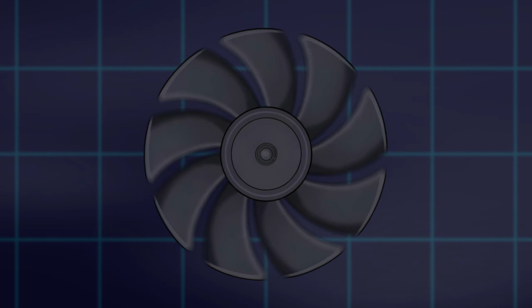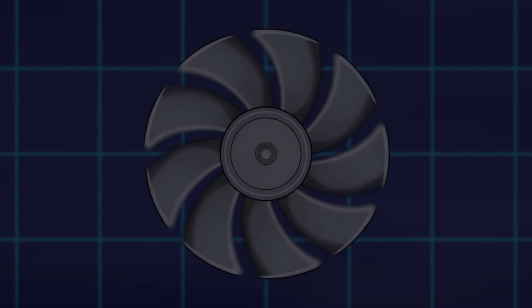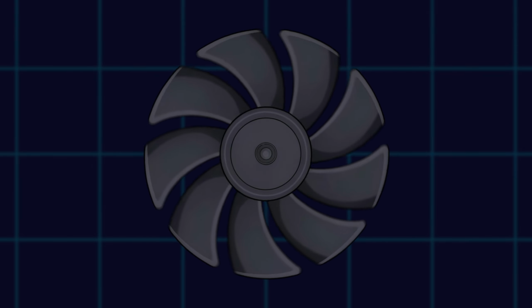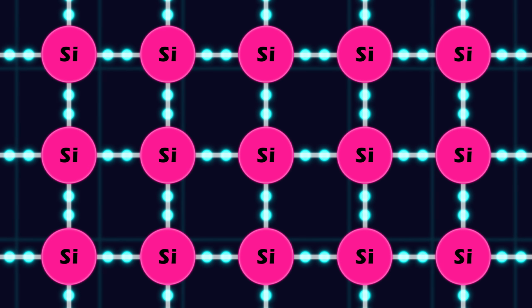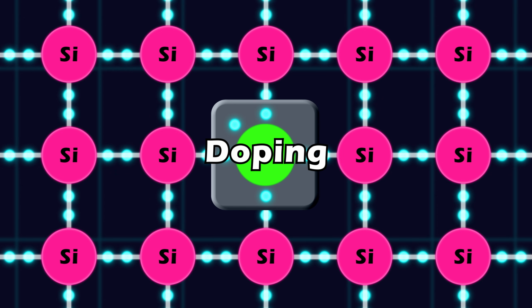But we don't want to use heat for control. We need the precision of atomic engineering. To make silicon useful, we must change its behavior. We precisely modify the crystal grid by adding a tiny amount of specific elements. This process is called doping.